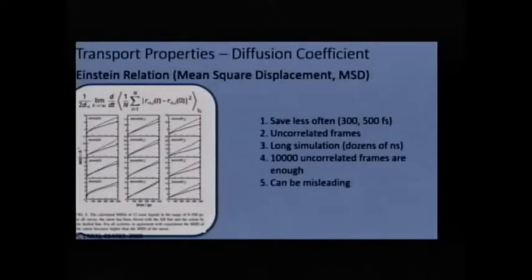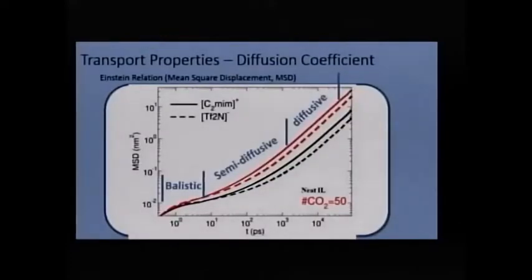But the MSD can sometimes be misleading because of its convergence. So here's an example of an MSD from an ionic liquid. If we look, we see three different regimes. First ballistic, then semi-diffusive, and finally the diffusive regime. So the diffusion coefficient should be calculated here, in the diffusive regime. And this is the problem, because if my simulation goes only until here, I don't see this diffusive regime, and I get the wrong number. And this is the problem with the MSD in that table that I showed before.